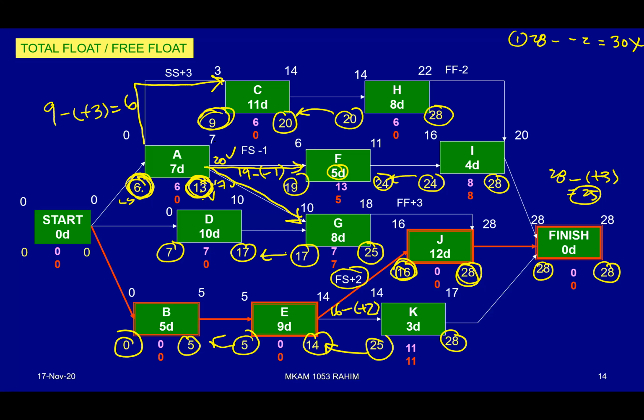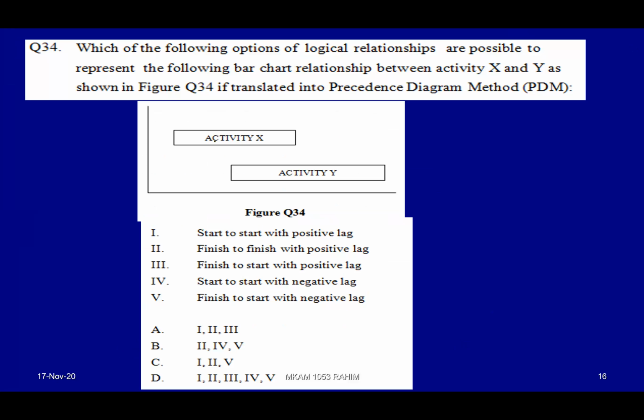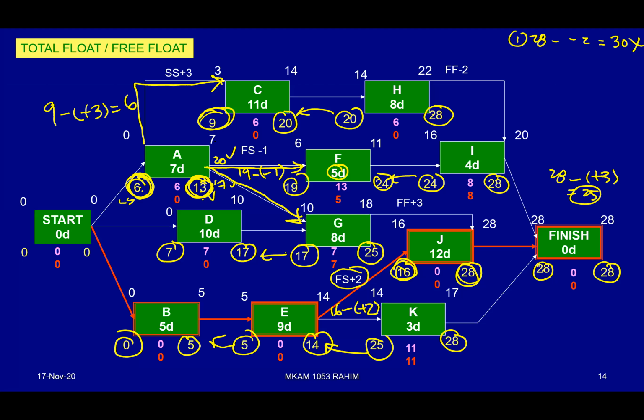Then you notice that once we input different relationships with lag and lead, the calculation can be very messy. But at the end of the day, you can always get the answer. Don't worry how messy it is. Just simply use the same concept: forward pass, backward pass, looking at the relationship, lag, lead, and for sure you will get the answer. All right.